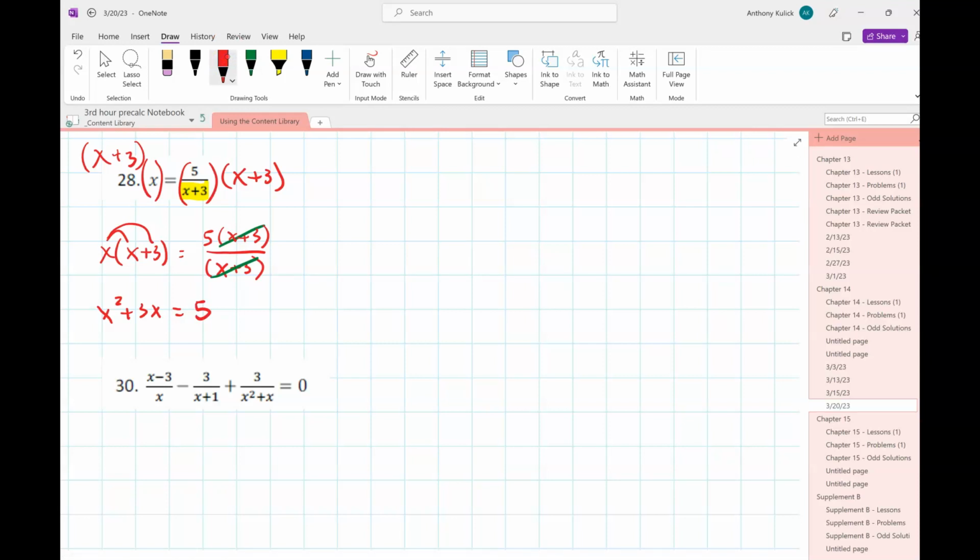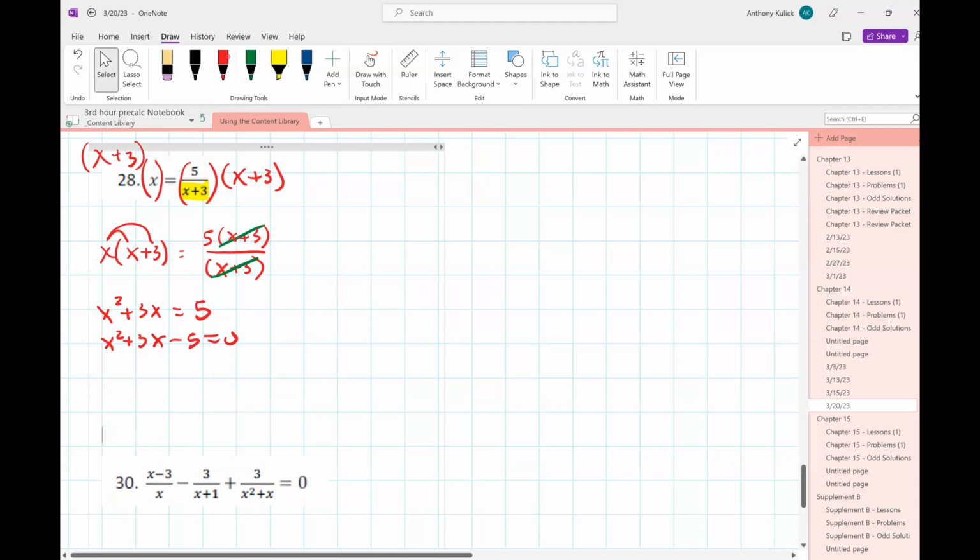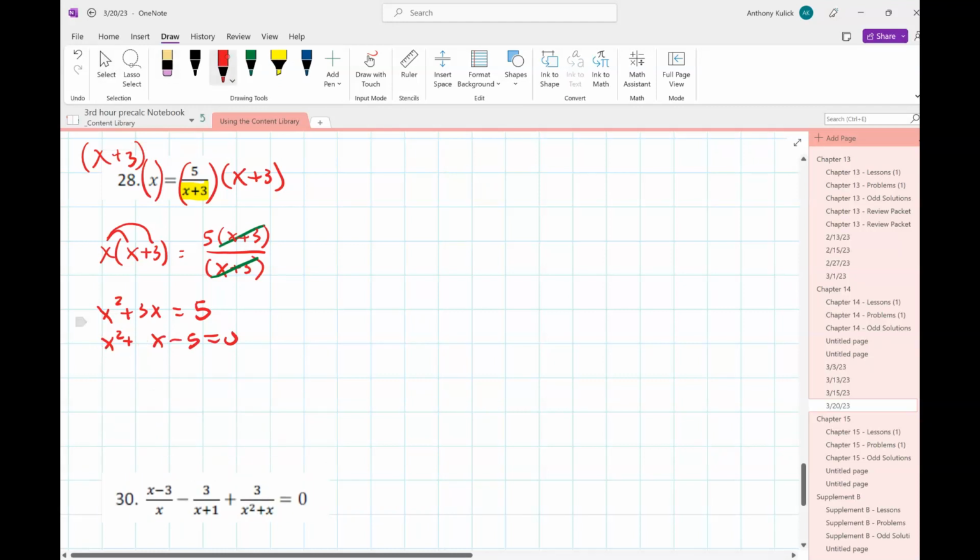Great. Okay. Julissa, you want to go? You had your hand up earlier. Any ideas what to do from here? No? Brett. You subtract the 5 to get all equals 0. Excellent. And then you do the quadratic formula. Great. Okay, so we're going to do the quadratic formula.